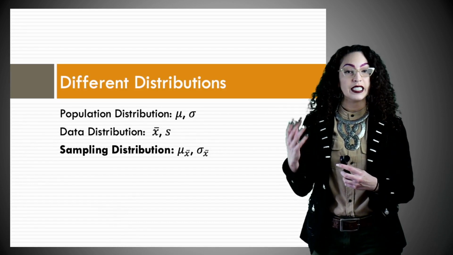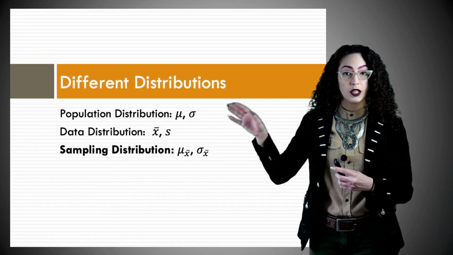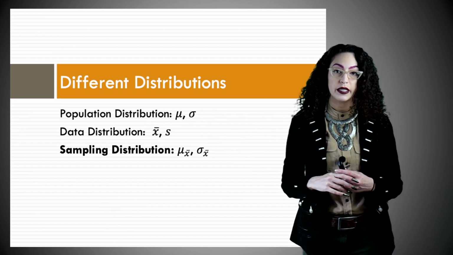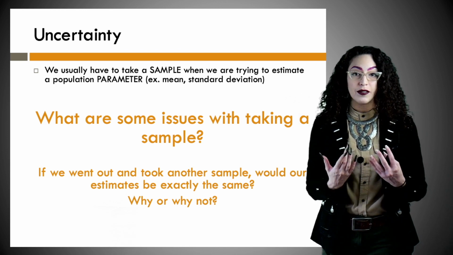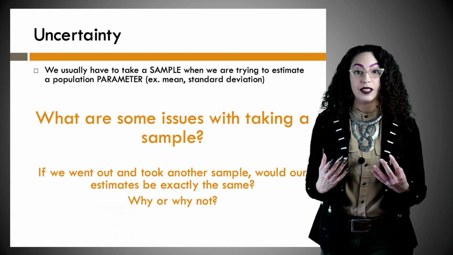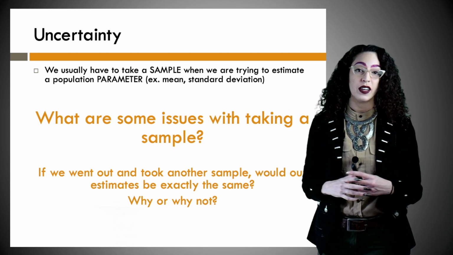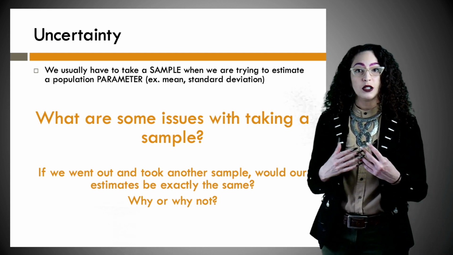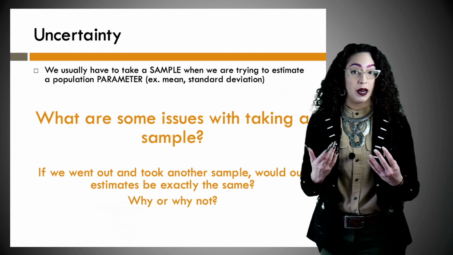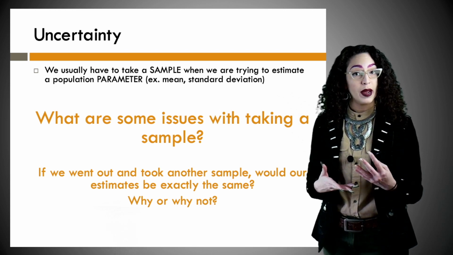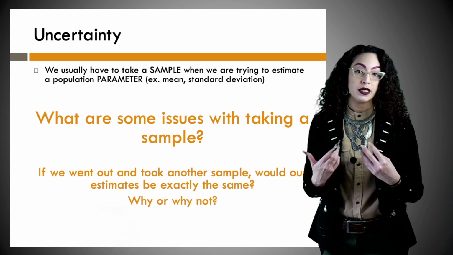So first, let's look at these different distributions. You're already familiar with both of these. This is the one that we're going to focus on mostly today. There's a lot of uncertainty in the world in general, and especially in statistics. Statistics is all about trying to quantify some of that uncertainty. We usually have to take a sample from the population when we are trying to estimate a population's parameter, like the mean or the standard deviation.